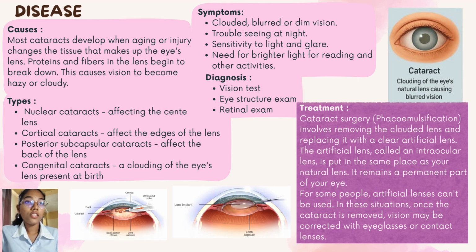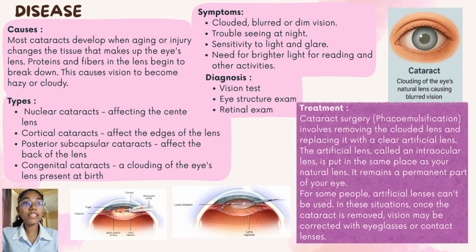It is cataract surgery, which is known as phacoemulsification. This surgery involves removing the clouded lens and replacing it with a clear artificial lens. The artificial lens, called intraocular lens, is put in the same place as your natural lens. It remains a permanent part of your eye.